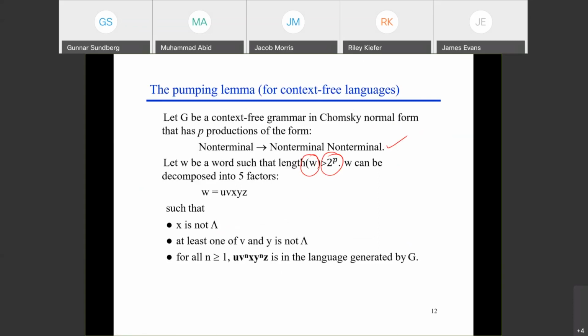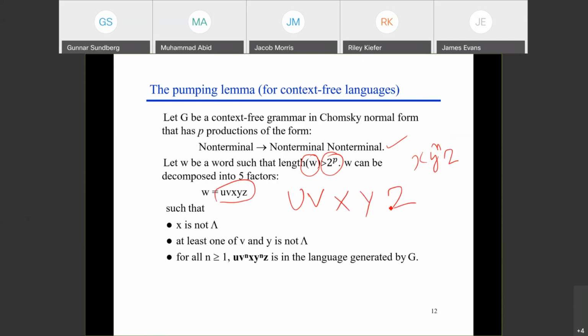We will apply the pumping lemma on our grammar here. We have a word, and our job is to find the loop in our word. So we will divide our word. When we talk about the pumping lemma on regular languages, we divide our word into 3 parts. In this case, we divide our word into 5 parts: U, V, X, Y, and Z.